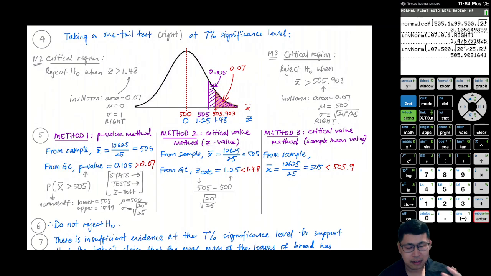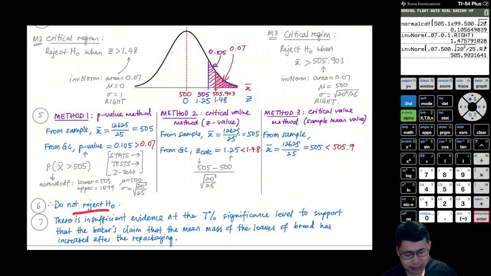Step 5 is now the test. So we have 3 different methods. The first method is to look at the probability on the right hand side. Because the probability of the purple shaded area is greater than the probability of the red shaded area, the purple one is gotten from the sample, so we do not reject H naught. There is insufficient evidence, which means that the 505 is not far away enough.